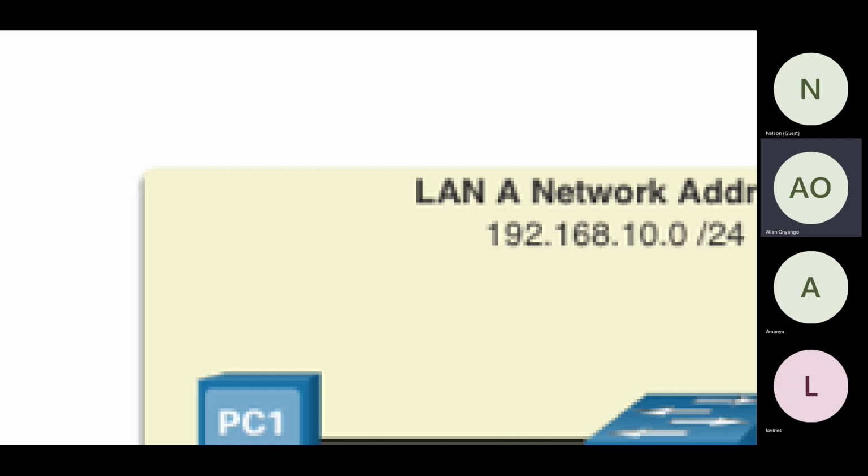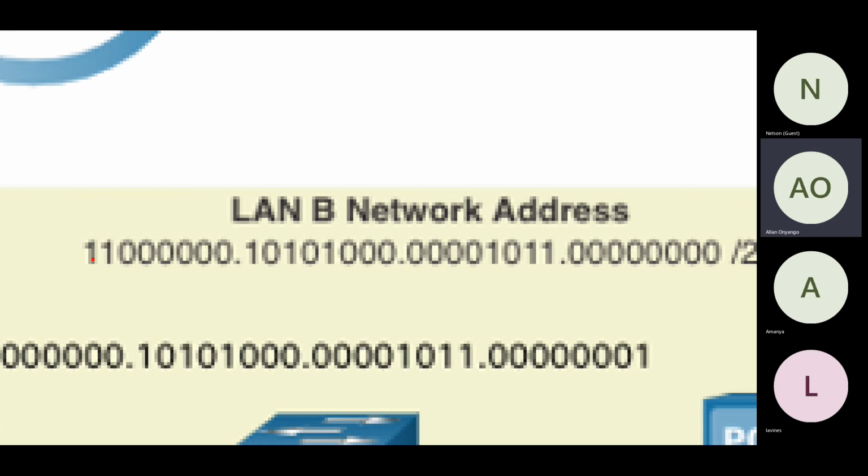Because each part has 8 bits, we call it an octet. So we have 4 octets from left to right: first octet, second octet, third octet, and fourth octet. This is how all IP version 4 addresses are actually represented.